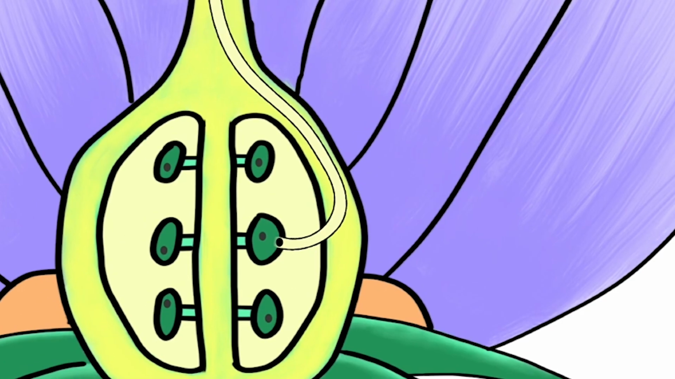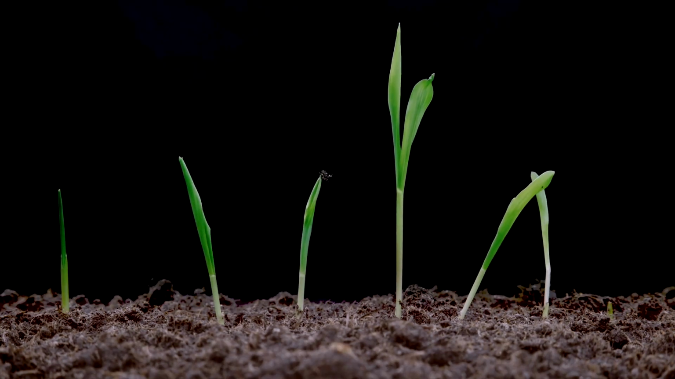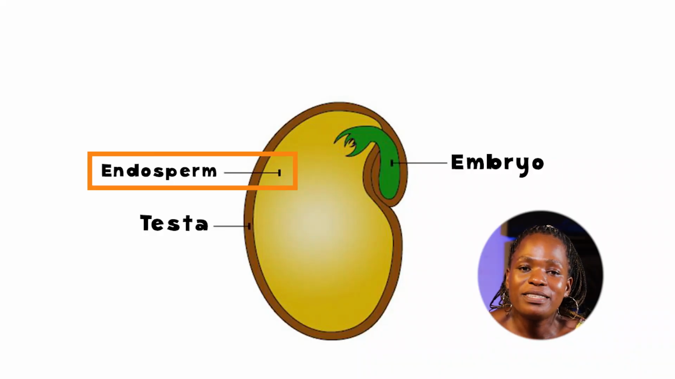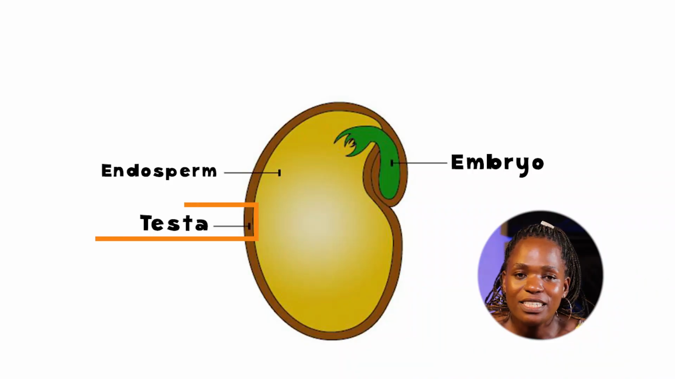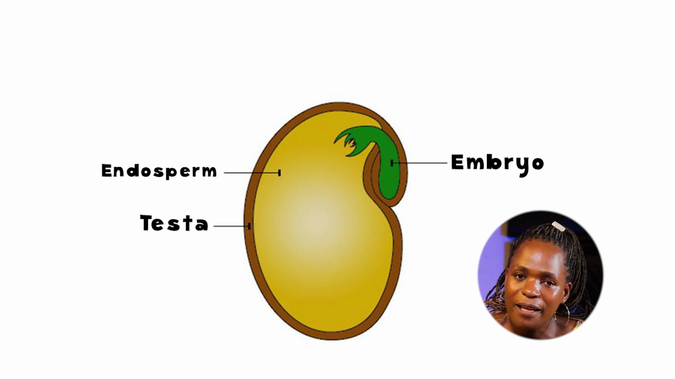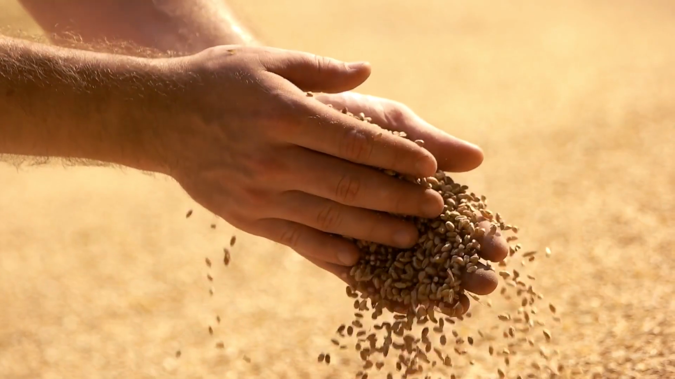The embryo is formed when the male and the female elements are combined during reproduction. This eventually grows into a new plant. The endosperm is a collection of stored food materials that the young plant will use as it grows. The tester is a tough outer layer that protects the embryo and the endosperm from damage by outside factors.